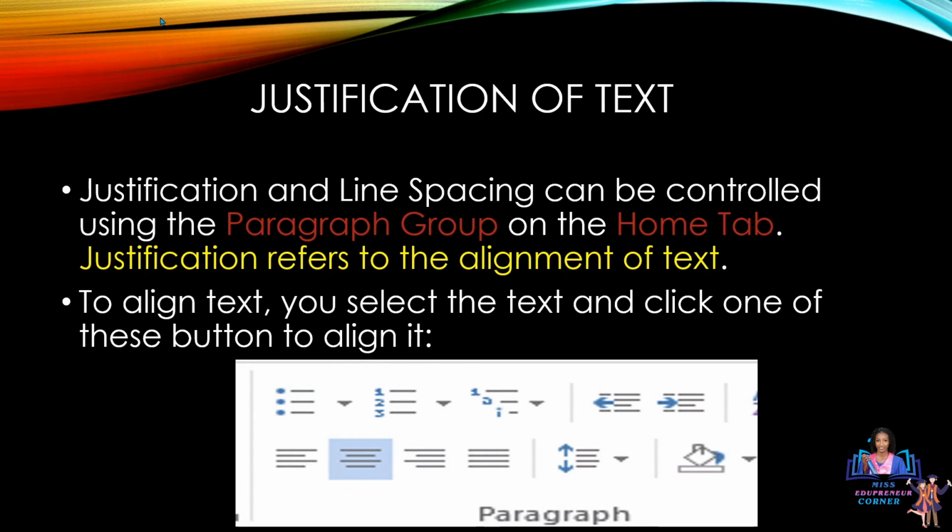So how are the texts aligned on the page? Are they aligned to the left? Are they placed in the middle? Are they to the right? Or are they in between the right and the left? To align text, you select the text and click one of these buttons to align it. The buttons are found on the paragraph group on the Home tab.